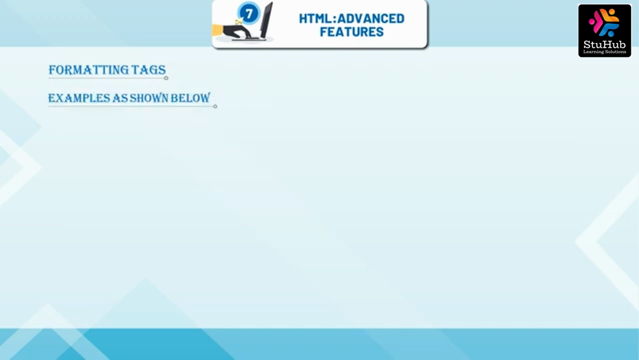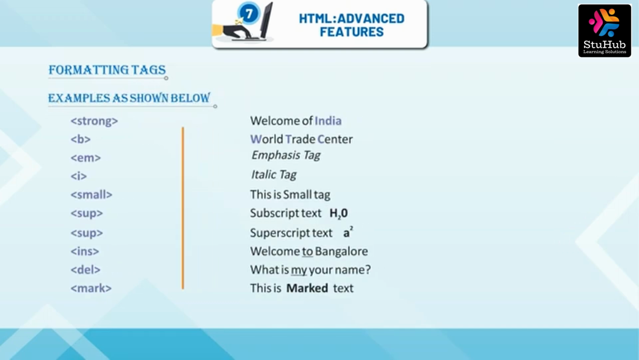Open mark tag, close mark tag, specifies the marked text. Examples as shown below. Open strong tag, welcome to India. Open bold tag, World Trade Center. Open emphasis tag, emphasis tag. Open italic tag, italic tag. Open small tag, this is small tag.